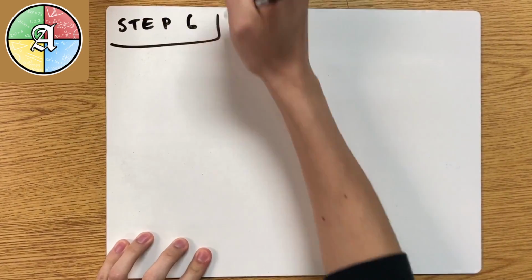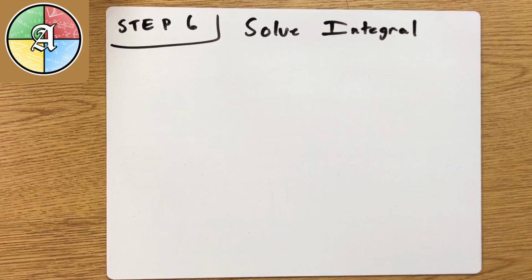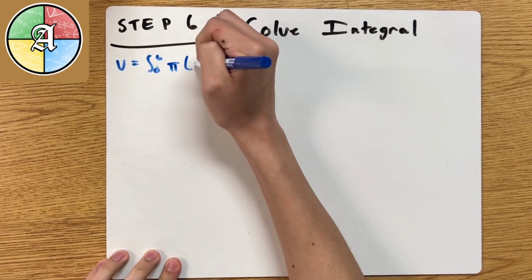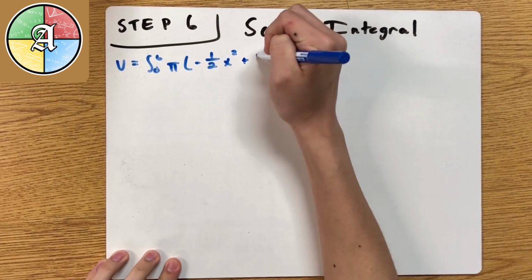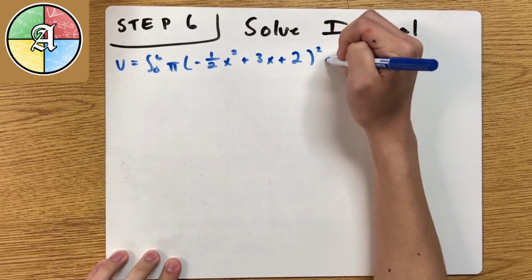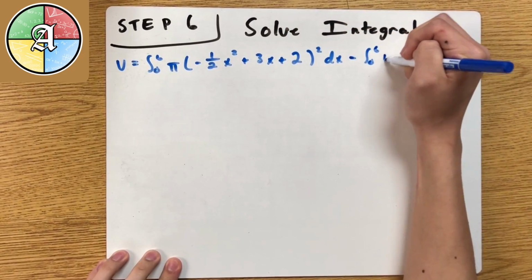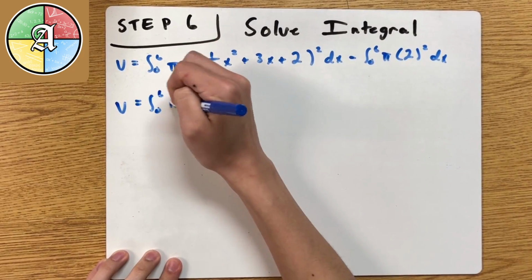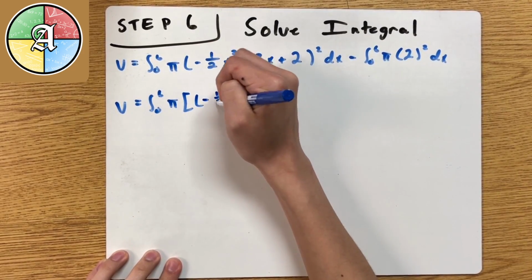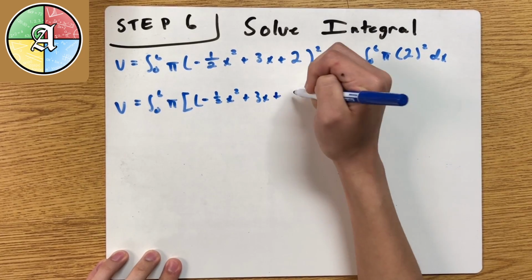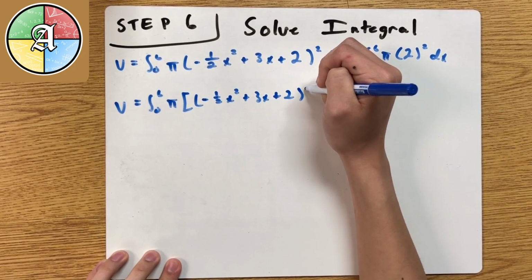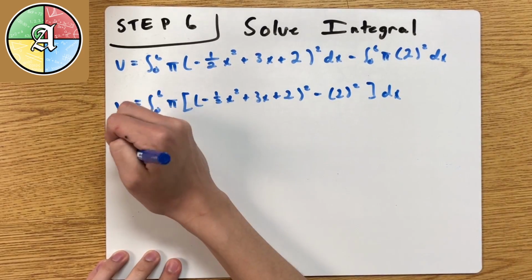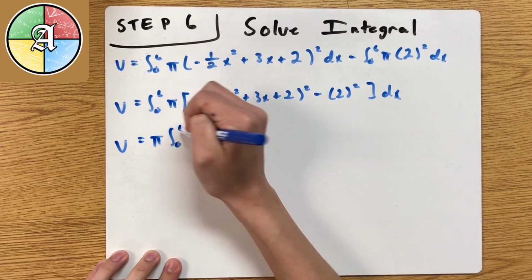With our integral set up, we can now solve for volume. We said that the volume was equal to the integral from 0 to 6 of pi times -1/2 x squared plus 3x plus 2 quantity squared dx minus the integral from 0 to 6 of pi times 2 squared dx. Because these integrals both have the same bounds, we can combine the two into one long integral. We can then factor out a pi and simplify the rest.